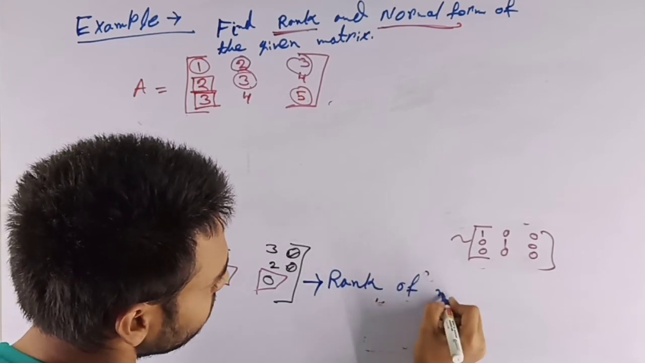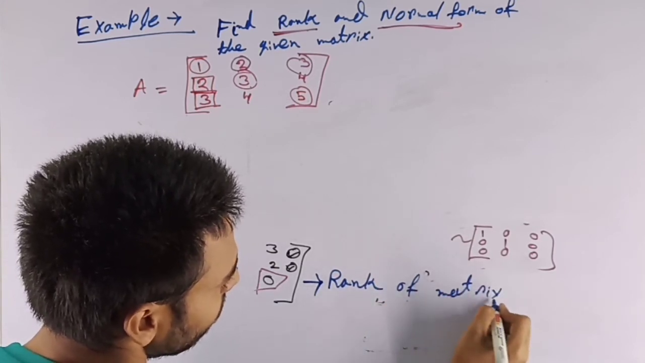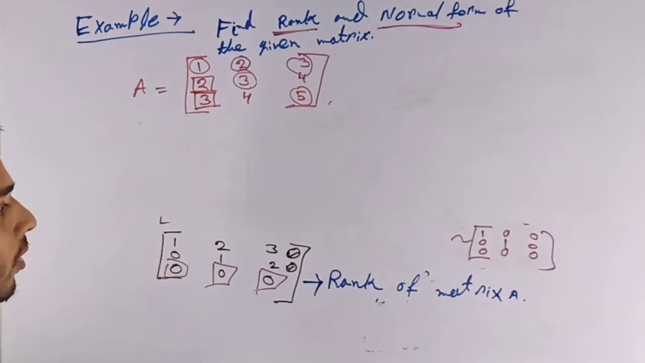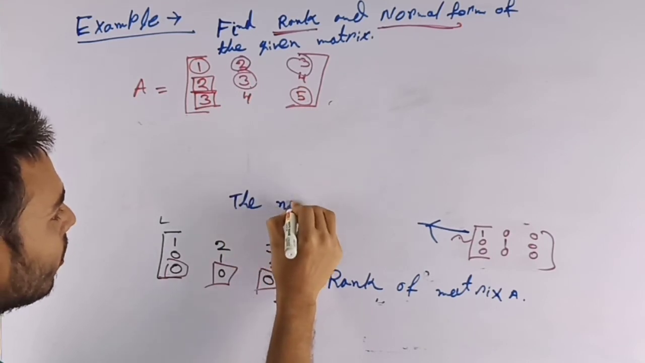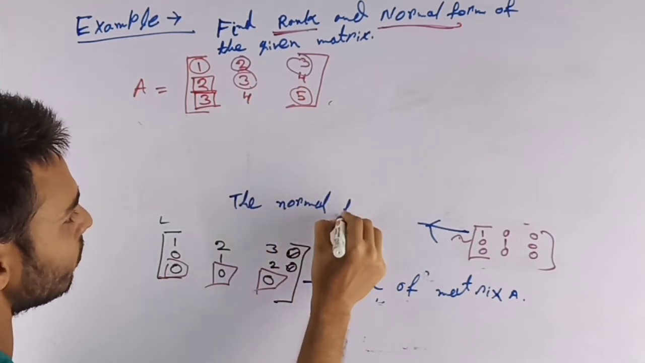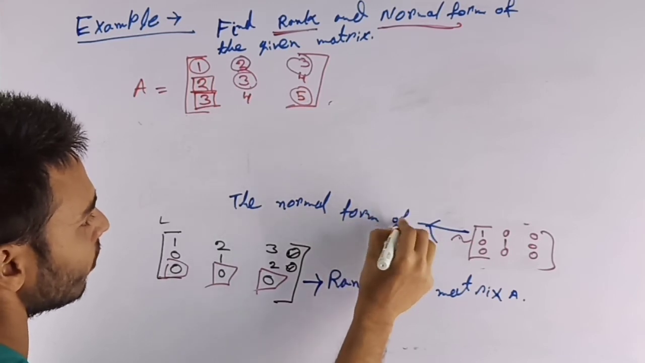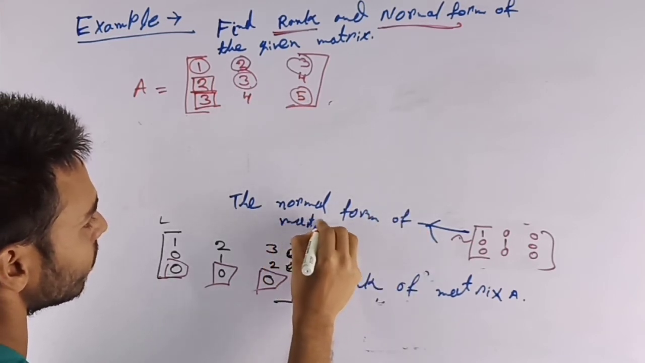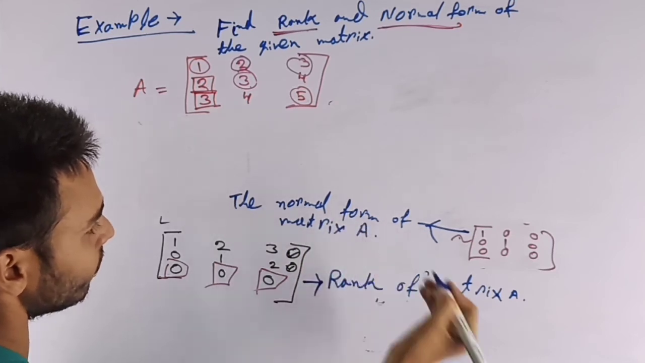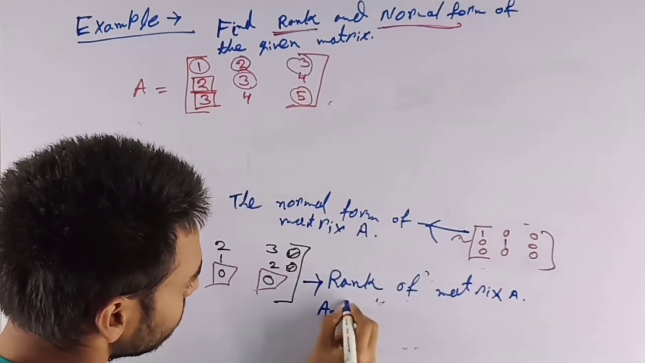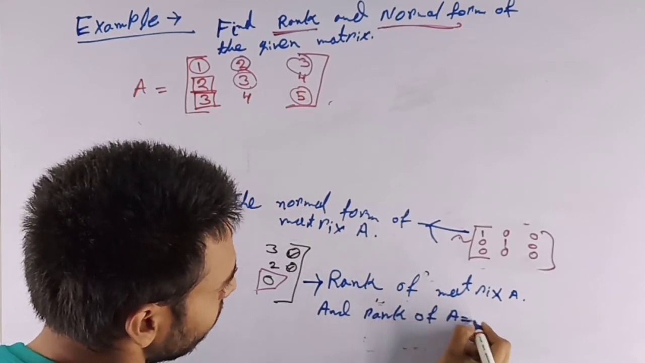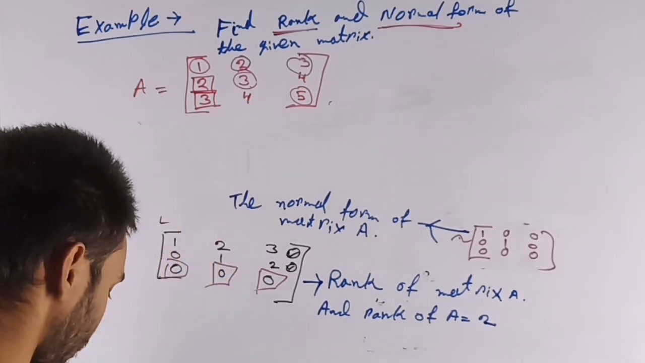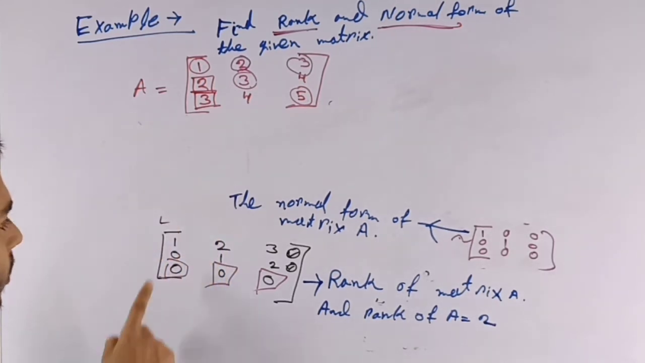So this is the rank of the matrix A, and this is the normal form of the matrix A, and the rank of A is 2. As well, the last part is becoming 2. You can say the lower part is becoming 3 elements as 0.